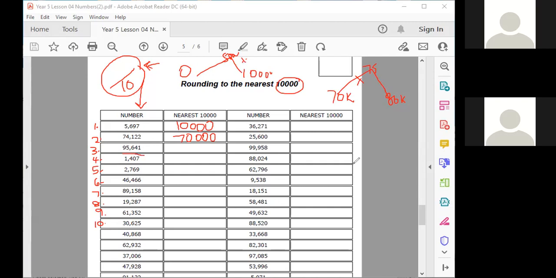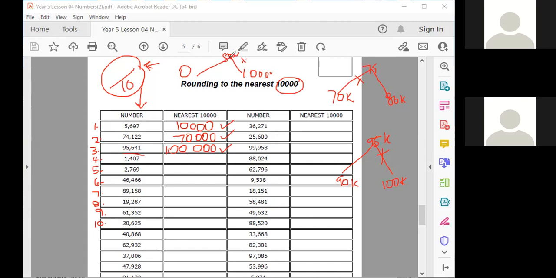95,000. So this is 90,000, and the next one is 100,000. And 95,000 is in the middle. 95,000 and above, it's over here. So it will round up to 100,000. Mark. If you have got these numbers, mark it right. If not, mark it wrong and put the correct answer down.